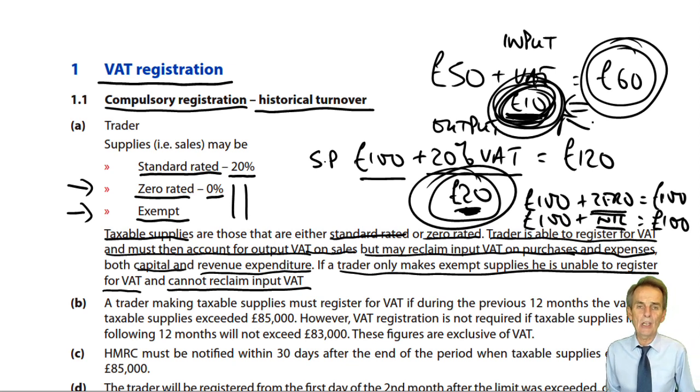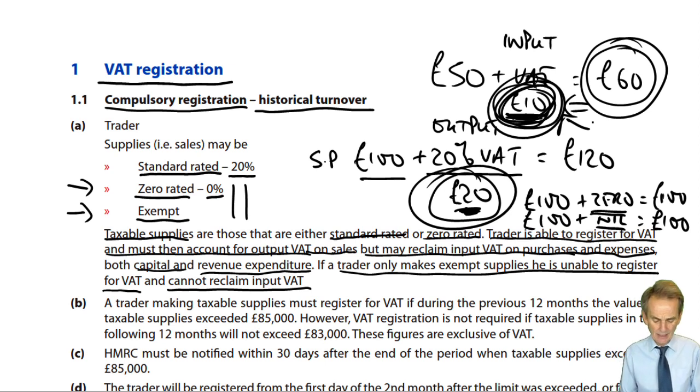If what we've made is an exempt supply, we still sell for and keep £100. We still pay £60 for the product that we have purchased, but this time we cannot get back the input VAT on that purchase. Our full cost, none of which is recoverable, is £60. So we've now only made a £40 profit in relation to that sale.